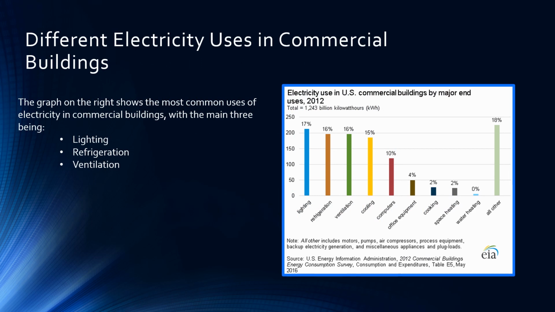This graph shows a little bit of what the electricity is used for in these commercial buildings. Your top three being lighting, refrigeration, and ventilation.